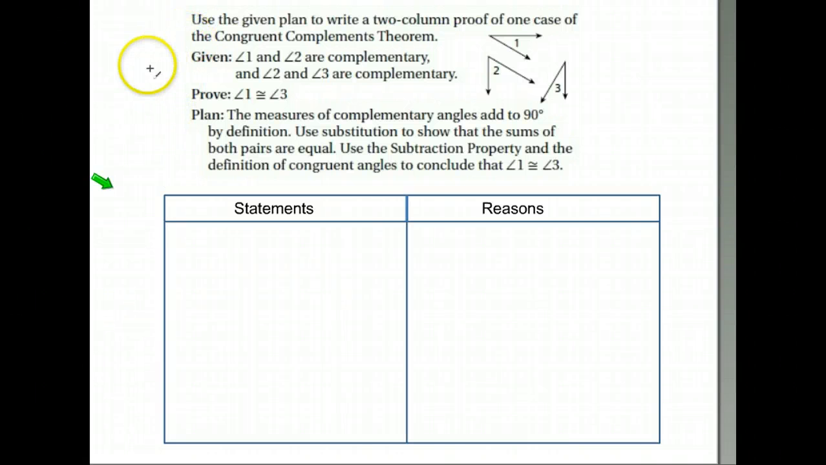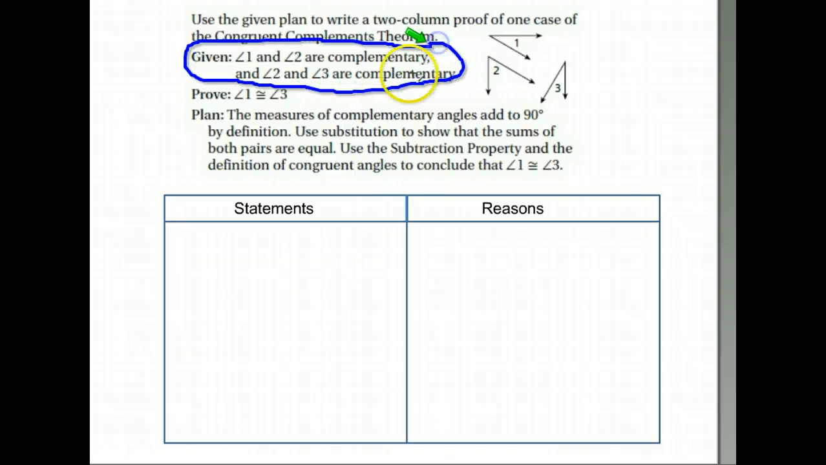Now let's do it here as an example, okay? Use the given plan to write a 2-column proof. So here is what they started with. They said, given that angle 1 and angle 2 are complementary, angle 2 and angle 3 are complementary, prove angle 1 is congruent to angle 3. This is our congruent complements theorem. They want us to show what the proof would be. They gave us a picture over here, okay, of angles 1, 2, and 3.